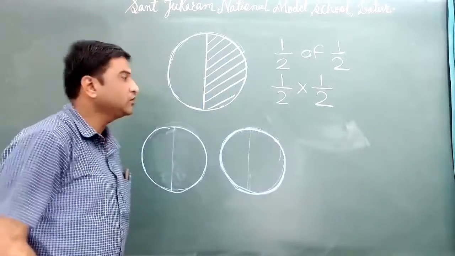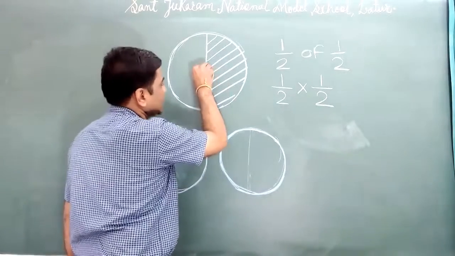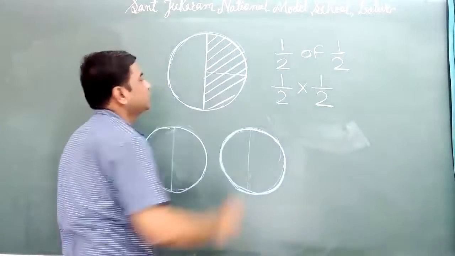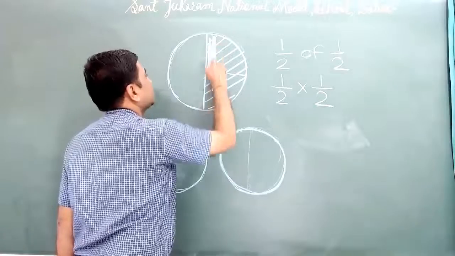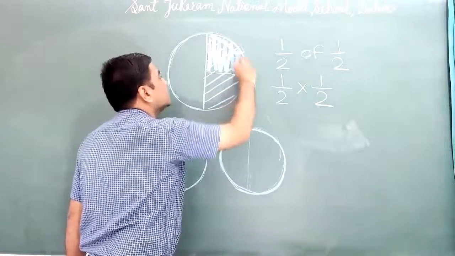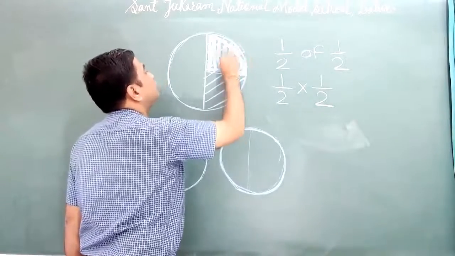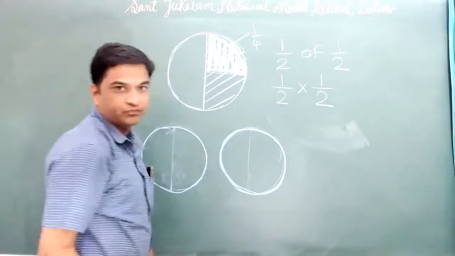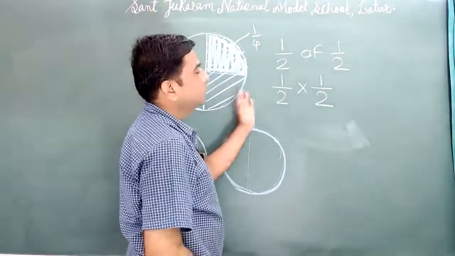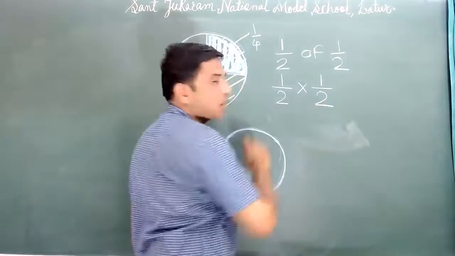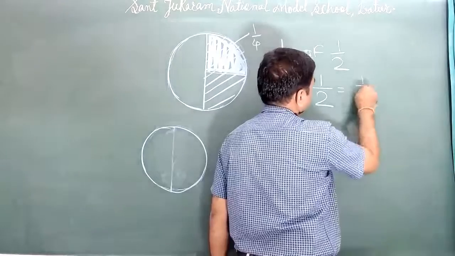Now you see what half of half actually means. If I take half portion of half and if I share that, if I darken that, then this will show you 1/4 of the whole. So in the multiplication, you will find that the product of half and half is 1/4.